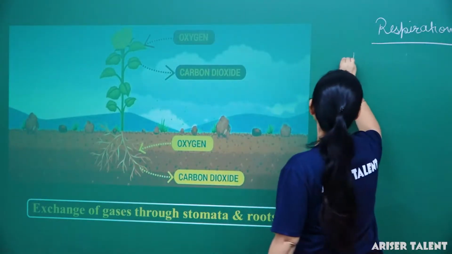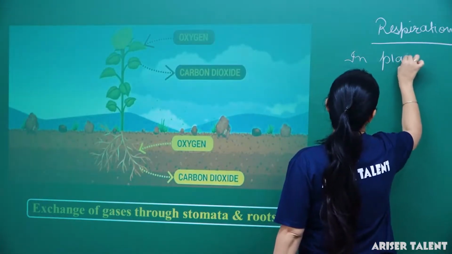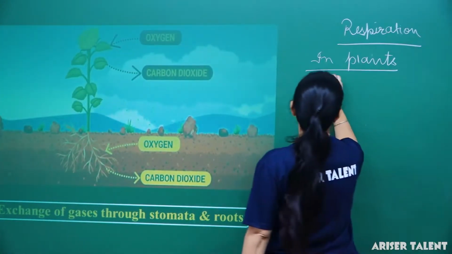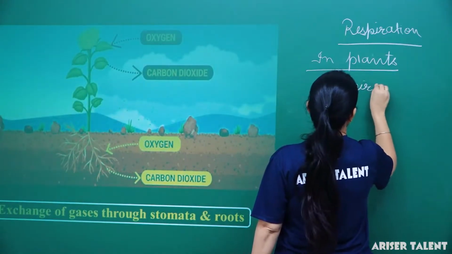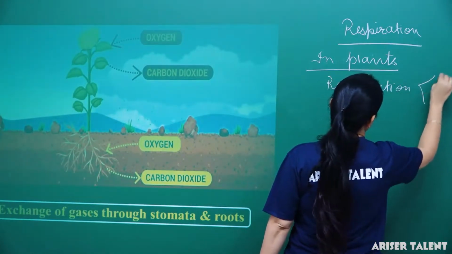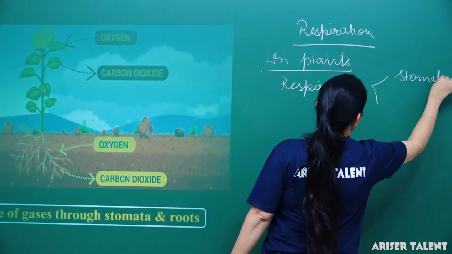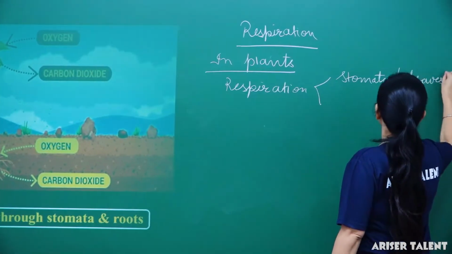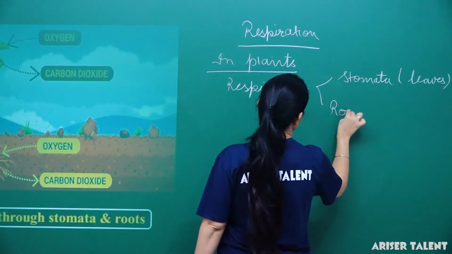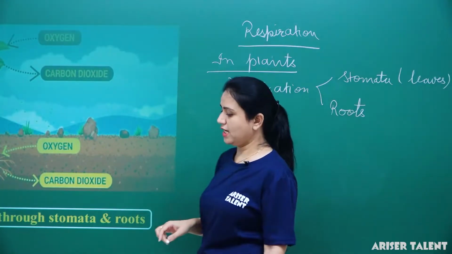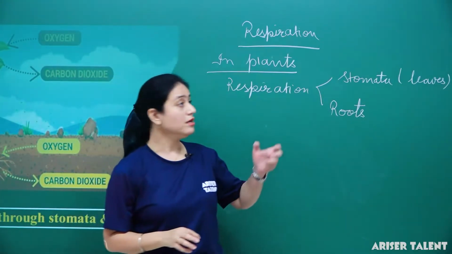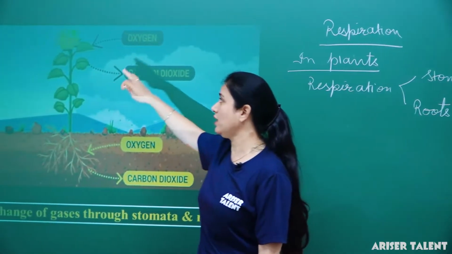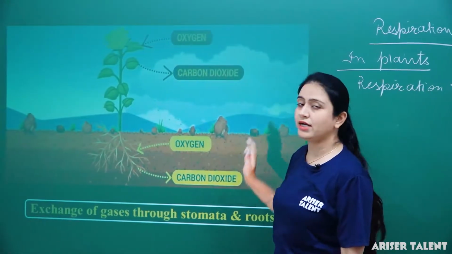Okay, so in plants generally, respiration takes place. Respiration is done by the stomata, which are generally present in the leaves, okay, and by the roots. Okay, so thus we can say in plants respiration takes place by the stomata and the roots of the plant. So here first of all we will talk about the leaves. In the leaves, stomata are present.